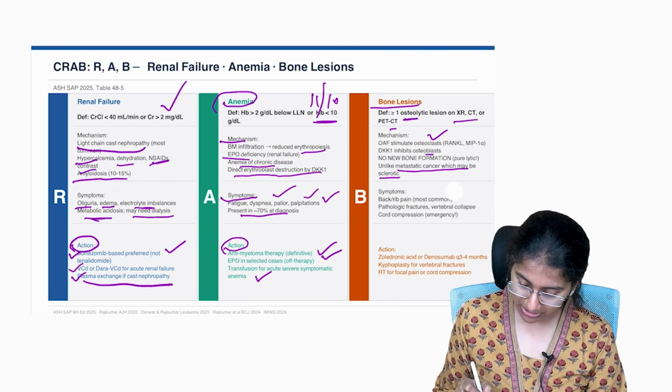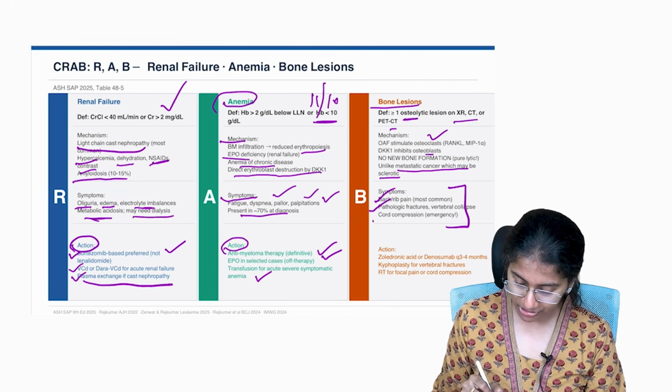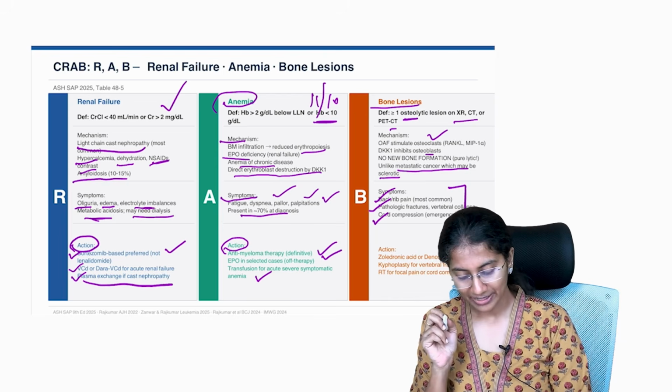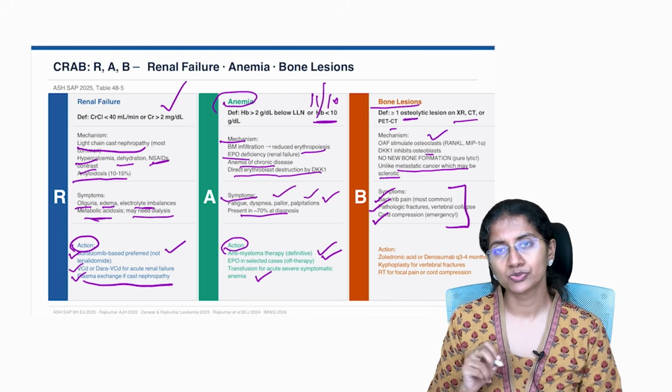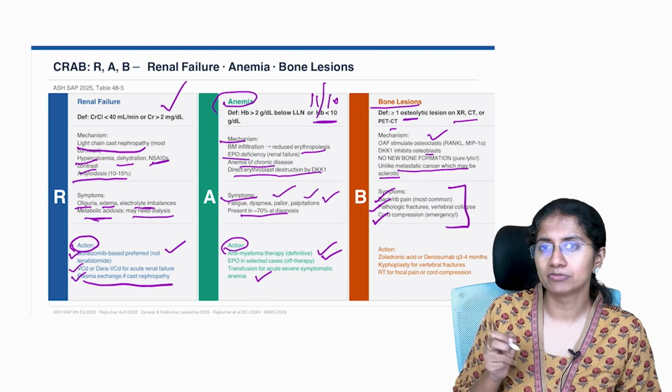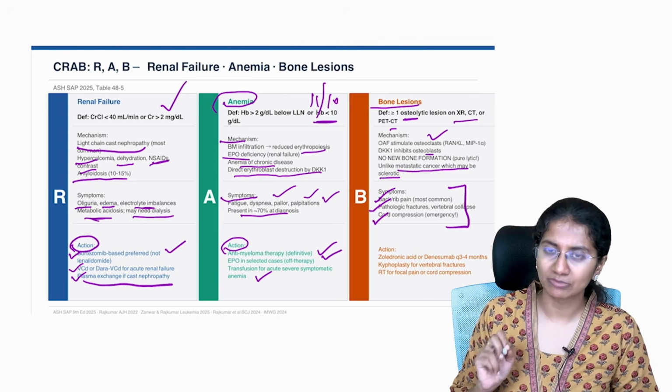So the major symptoms are back pain, pathological fractures, vertebral collapse, and cord compression, which is an emergency. Back pain is the usual problem. The patient presents with low back pain in most myeloma cases.